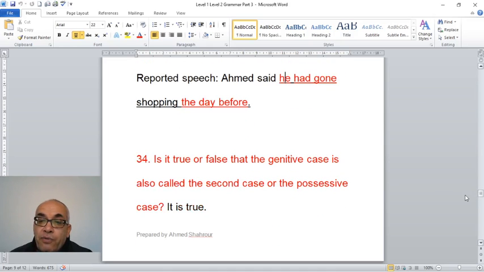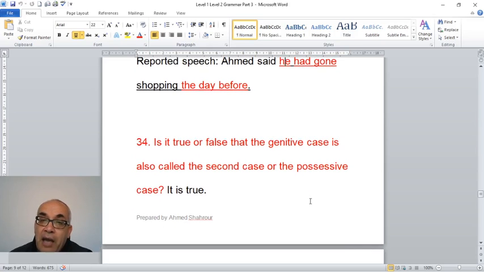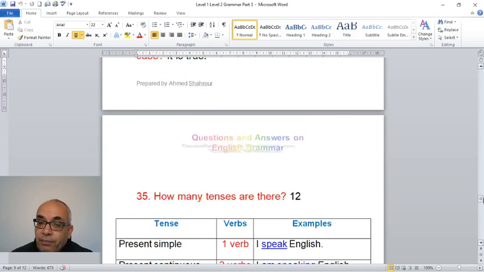Is it true or false that the genitive case is also called the second case or the possessive case? It is true. If you say Alan's house is nice, this is a possessive case. Alan's house means the house belongs to Alan. But the possessive case has many names in English. So when you read grammar books, you should know genitive case, second case, or possessive case, all of these are the same.